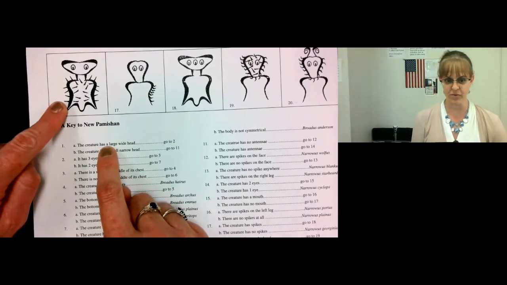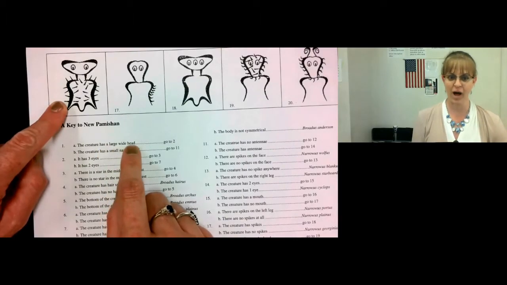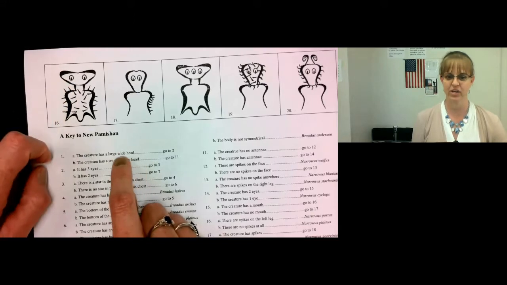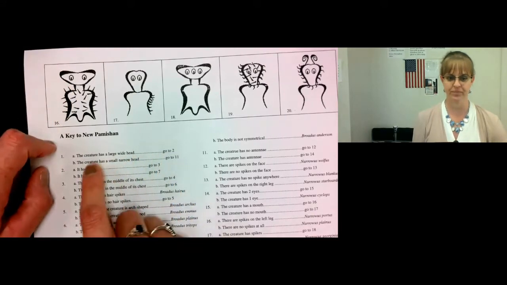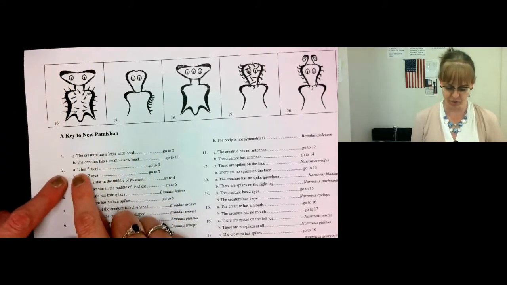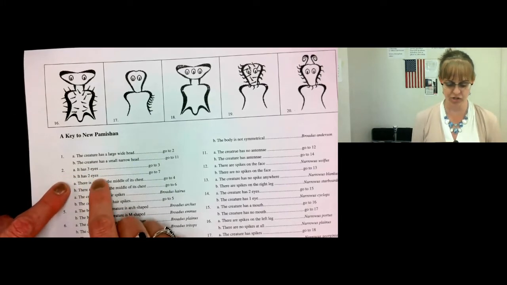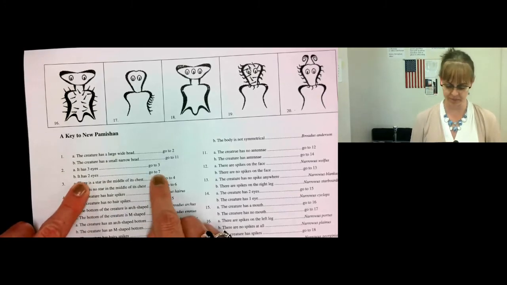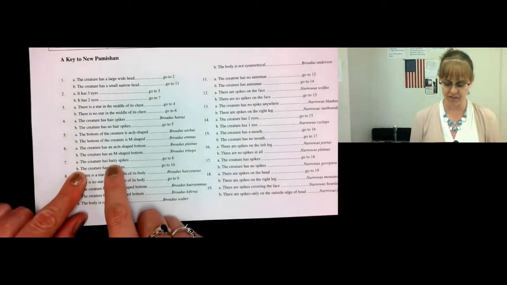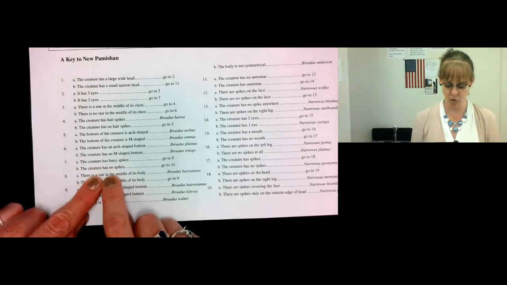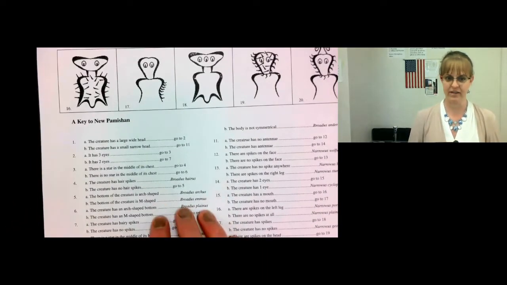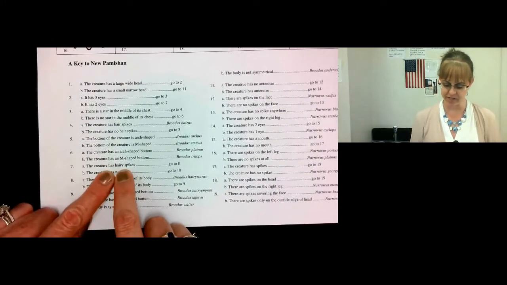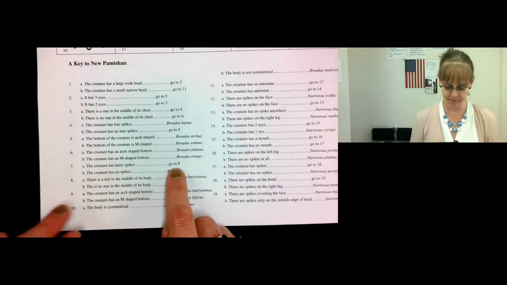So for this creature, the creature has a large wide head or a small narrow head. Well, large wide head. So we go to number 2. For number 2, it has 3 eyes or 2 eyes. Well, this one has 2 eyes. So we go to number 7. The creature has hairy spikes or no spikes. Well, those look like hairy spikes to me. So, hairy spikes, go to number 8.